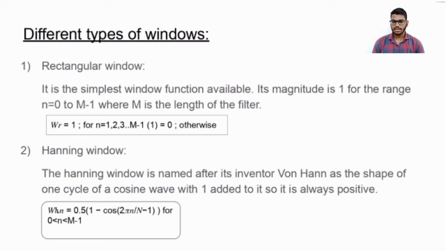Second is Hanning window. The Hanning window is named after its inventor Von Hann, and the shape is one cycle of cosine wave with the one added to it, so it is always positive. Its equation is w_hn(n) equal to 0.5 times bracket 1 minus cos of 2 pi n by N minus 1 bracket.